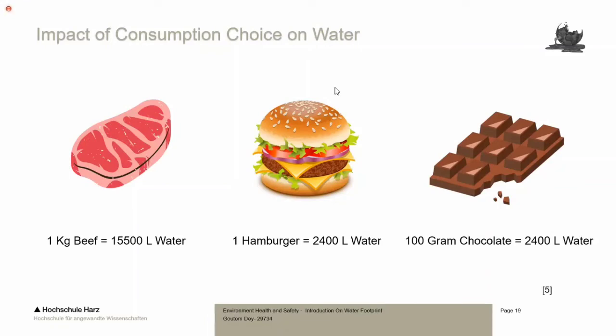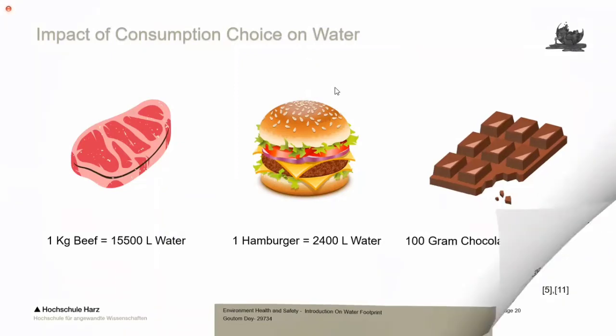Whenever we eat 1 kg of beef in 1 month, we are actually consuming 15,500 liters of water. And the same happens in the case of a burger. So for those who are eating 2 or 3 burgers in 1 month, just multiply 2 by 2,400 liters of water, and you will see how much water you consume per month. And thanks to those who are eating no burgers at all. And the same goes for chocolate or any other food we eat.